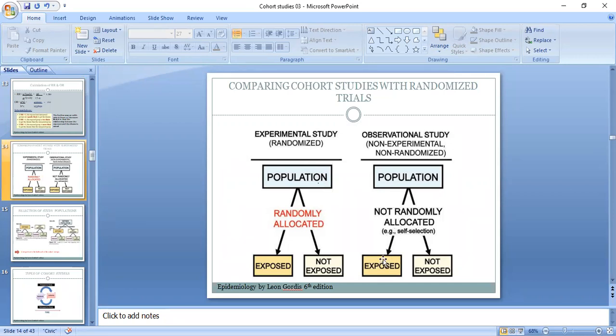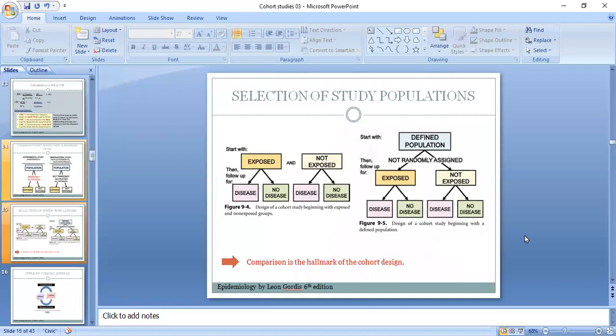We don't give an intervention because these are conducted mainly for harmful risk factors, for example smoking, alcohol, or exposure to radiation, so we cannot allow the subjects to have these harmful risk factors.